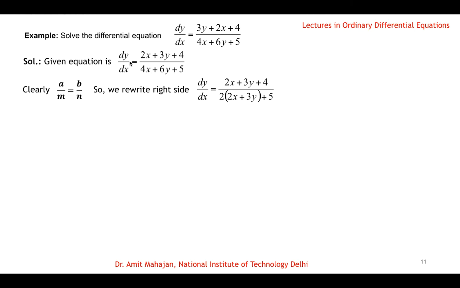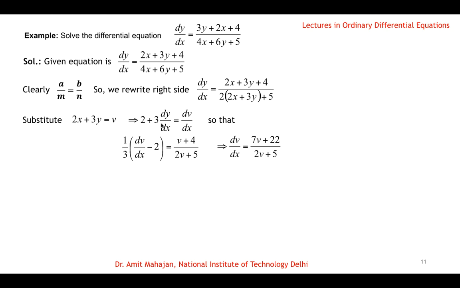So we can write the right hand side as (2x + 3y + 4)/(2(2x + 3y) + 5). Now what we substitute is 2x + 3y = v, a new variable, so that 2 + 3 dy/dx = dv/dx, just the derivative of this. Then calculate dy/dx from here, substitute it, and put 2x + 3y = v on the right hand side. Multiply this by 3, take it to the other side and take the LCM, so that you can write dv/dx as (7v + 22)/(2v + 5).